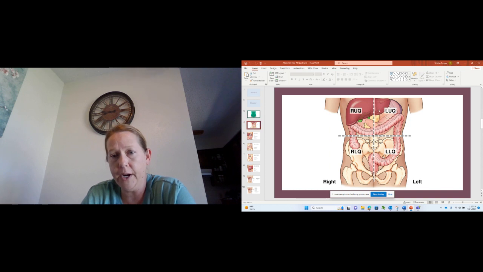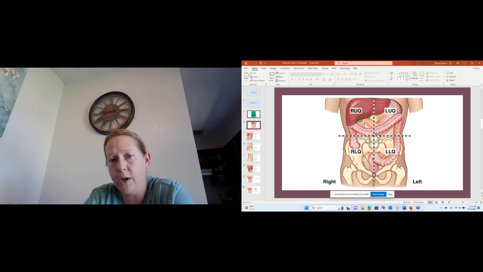Moving on over here in the left upper quadrant, the organs that we have here are the spleen, which is back here, the stomach, the left colic or splenic flexure. Now it's called the splenic flexure because it sits right beside the spleen. And anytime you hear the word flexure, that just means a flex. Okay, it's got a little bend in it.